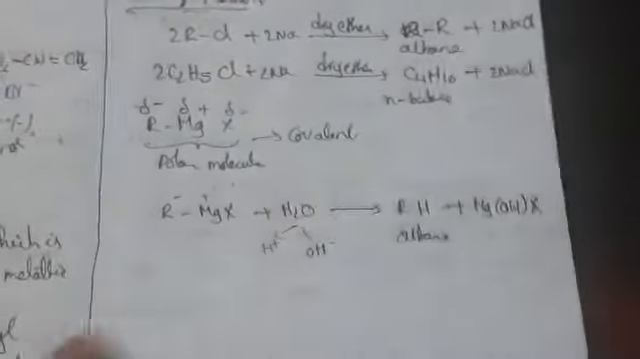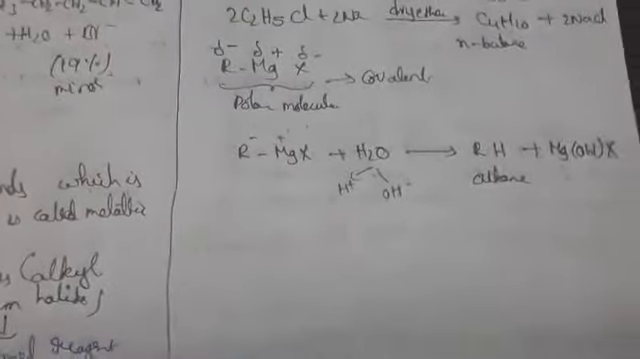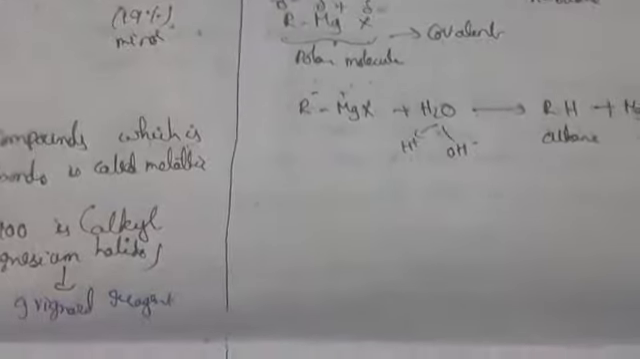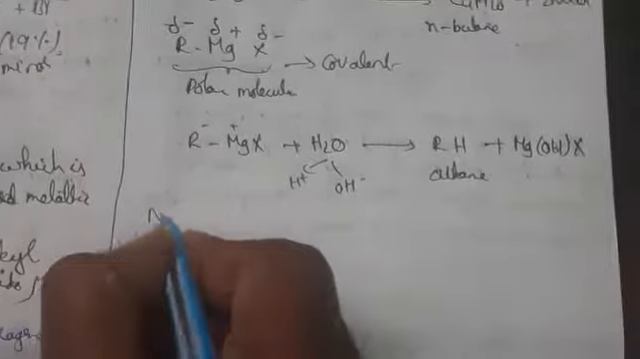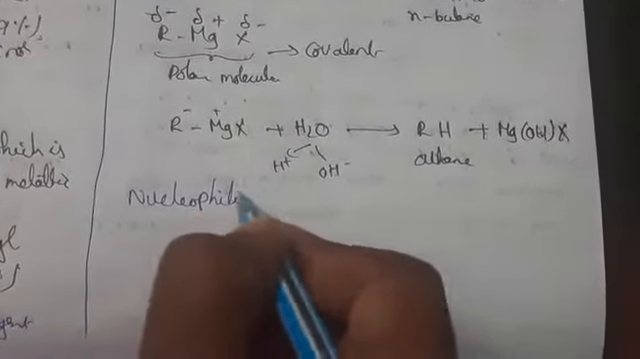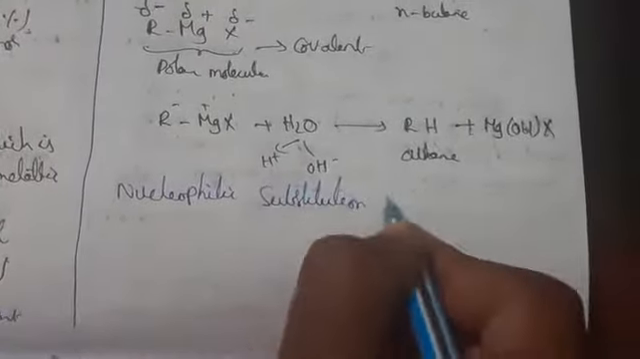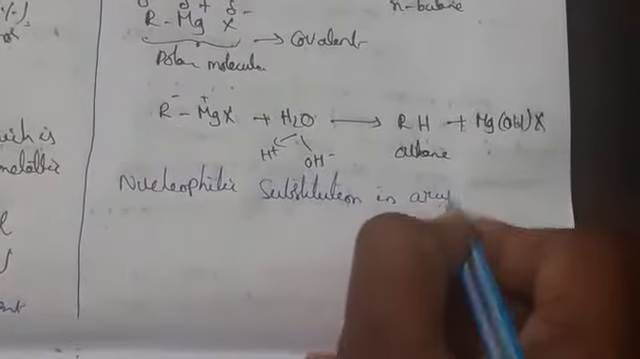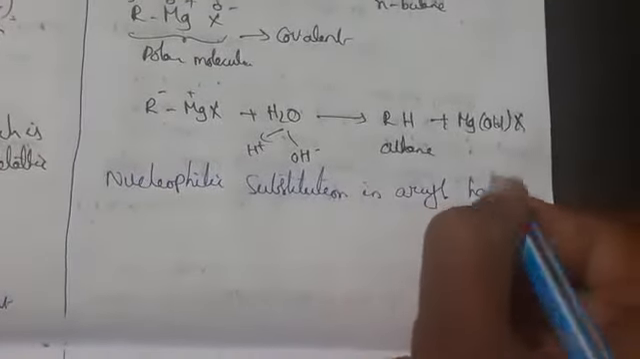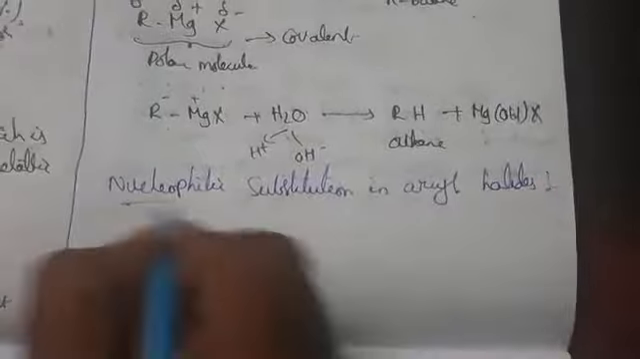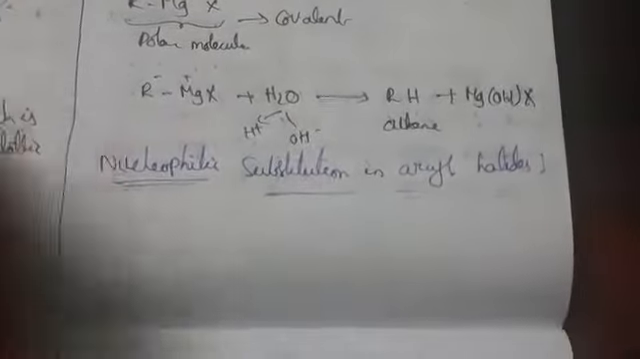Okay, so these are nothing but reactions with metals. So next one, let us take nucleophilic substitution in aryl halides. So aryl means what here? Aromatic compounds. So we have seen aliphatic compounds. Now we are going to take aryl compounds.